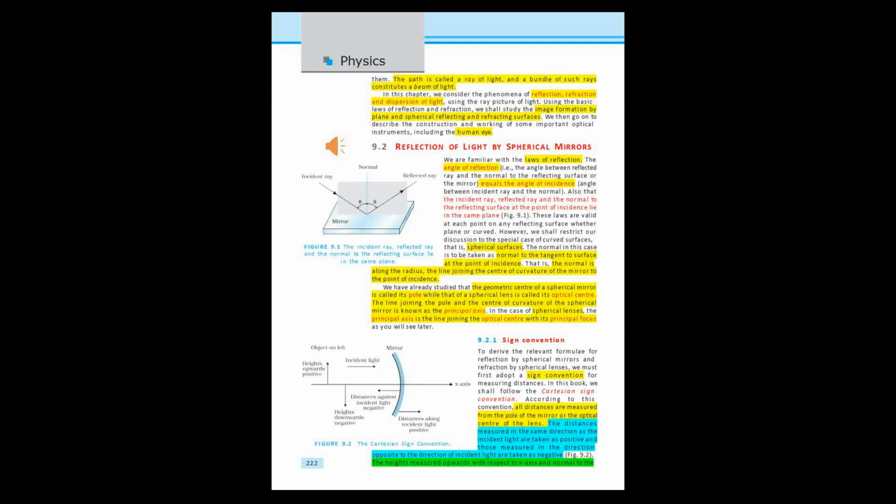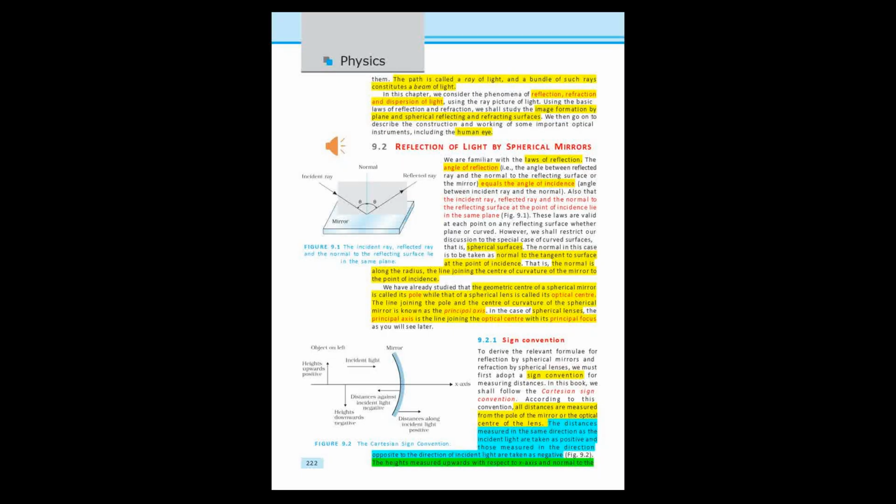We are familiar with the laws of reflection. The angle of reflection, i.e., the angle between reflected ray and the normal to the reflecting surface or the mirror, equals the angle of incidence, angle between incident ray and the normal. Also that the incident ray, reflected ray and the normal to the reflecting surface at the point of incidence lie in the same plane, figure 9.1. These laws are valid at each point on any reflecting surface whether plane or curved.